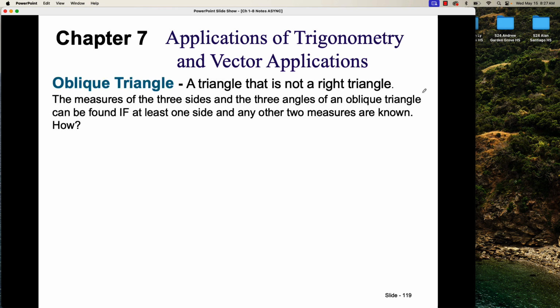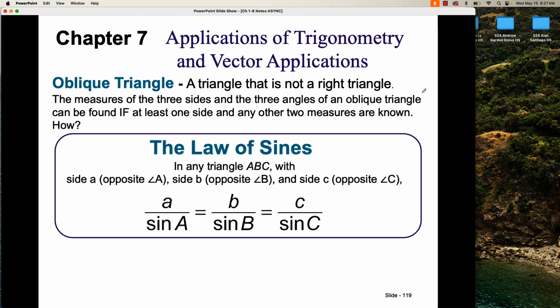Let's talk about an oblique triangle first. A triangle that is not a right triangle is called an oblique triangle. The measures of the three sides and the three angles of an oblique triangle can be found if at least one side and any two other measurements are known. How is that possible? The law of sines.